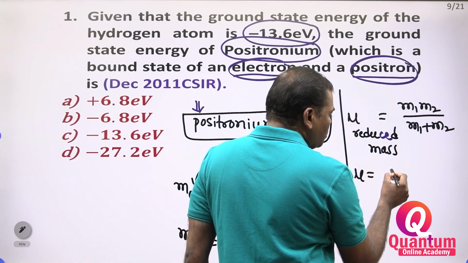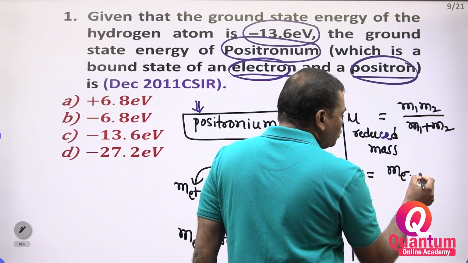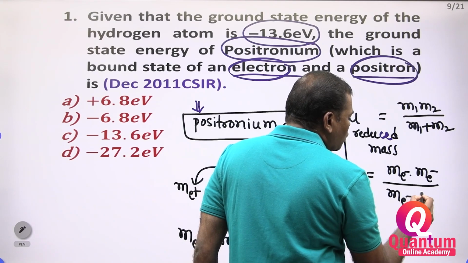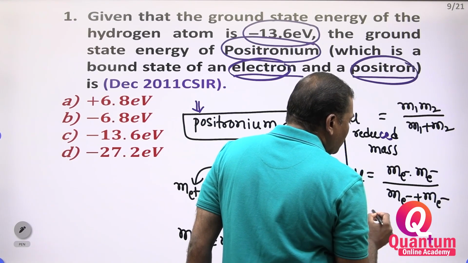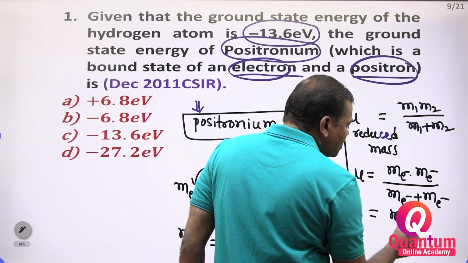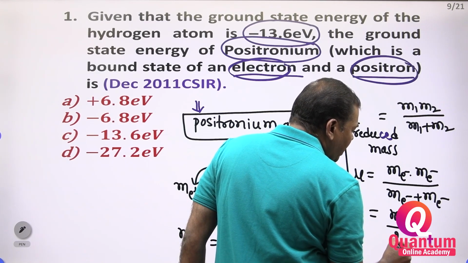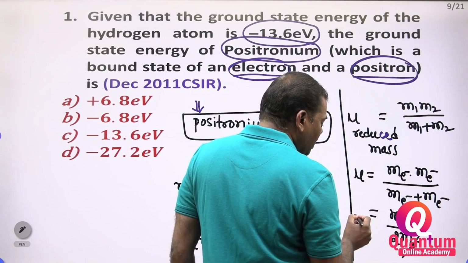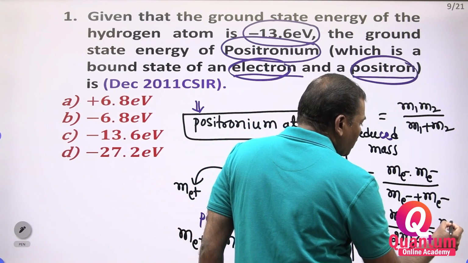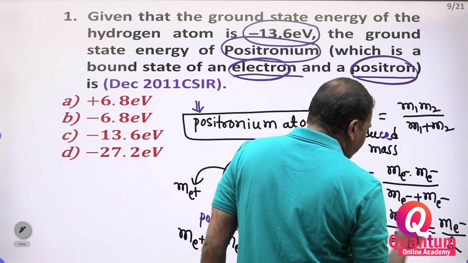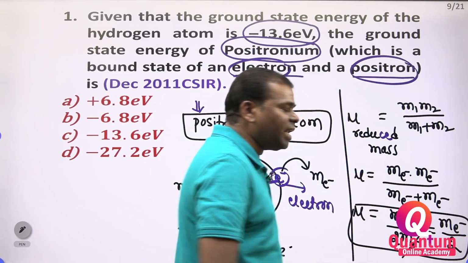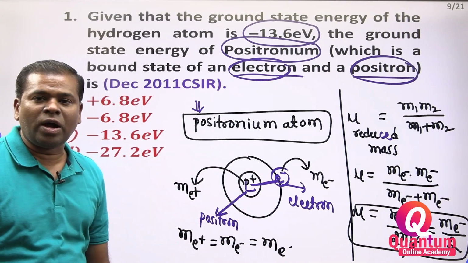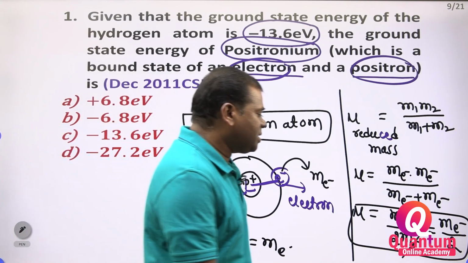Mu is equal to mass of the electron times mass of the electron divided by mass of the electron plus mass of the electron. We get mass of the electron squared divided by 2me. Me gets cancelled. Therefore, the reduced mass is equal to mass of the electron divided by 2. The positronium atom reduced mass is mass of the electron divided by 2.